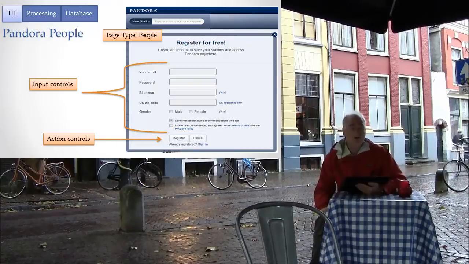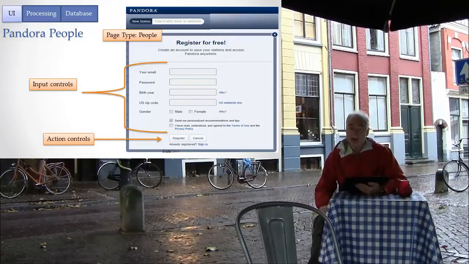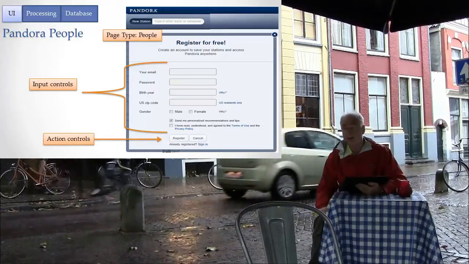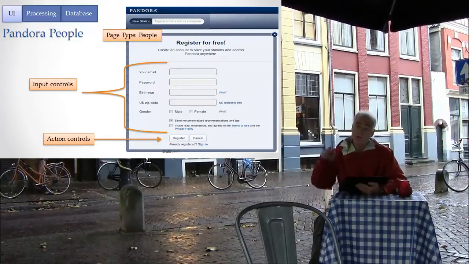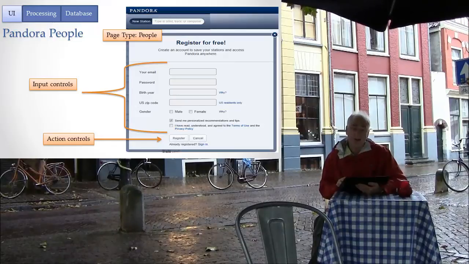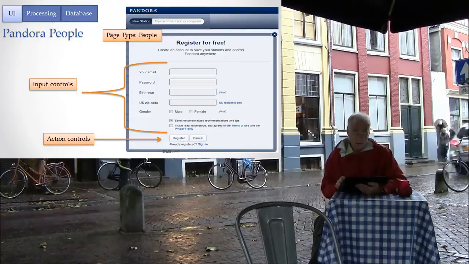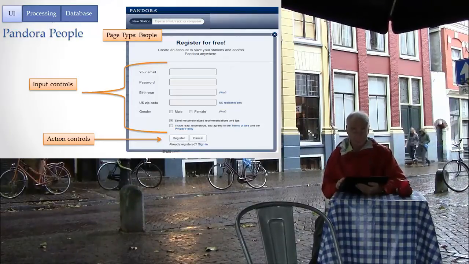The user who creates an account on Pandora has to actually enter a lot of information into the database, and the user interface allows them to enter that information. So we've gone from database to user interface. Let's now go from user interface to database, starting with this form.